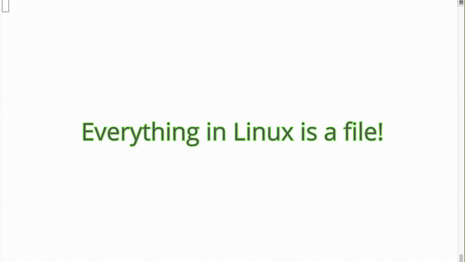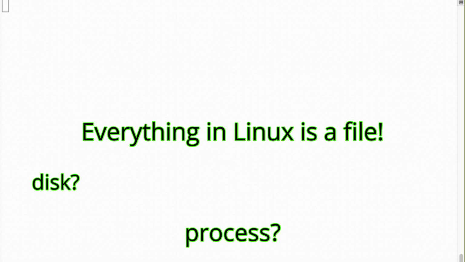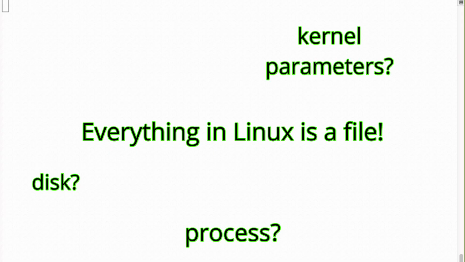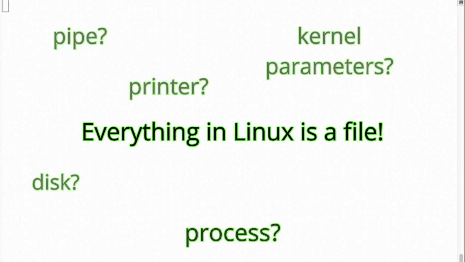Maybe you are familiar with the very bold statement that says that everything in Linux is a file. Okay, everything is a file. That must be incorrect, surely. I mean, a disk is not a file, is it? And a process in memory, surely that's not a file. And what about kernel parameters? These are not files. A command line pipe, a printer. Well, sorry, but they're all files. So everything in Linux is a file.